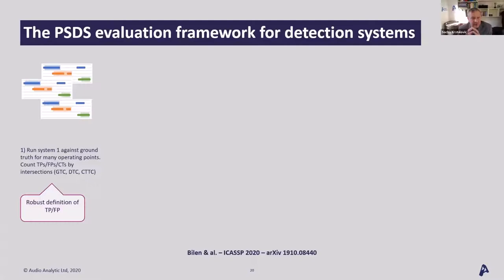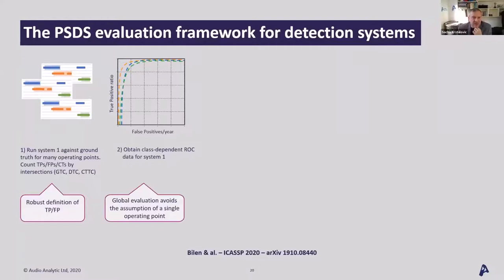So essentially, we start by measuring the numbers of detections in the data at various points of sensitivity of the system that we are evaluating. It used to be that people were using the boundaries of detection to indicate if a sound was detected or not. We have reformulated that in terms of intersection between the detections and the labels in the data, and that has advantages in terms of robustness. This way of calculating your detections is more robust against labeling errors in the data. So we have a robust definition of true positives and false positives. With that, we draw the ROC curves.